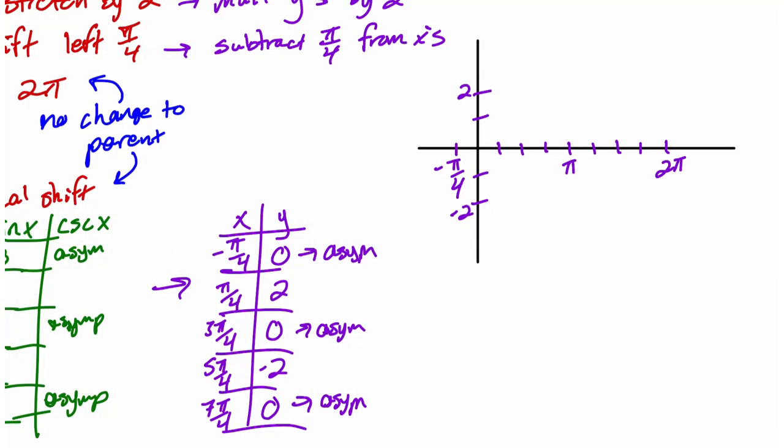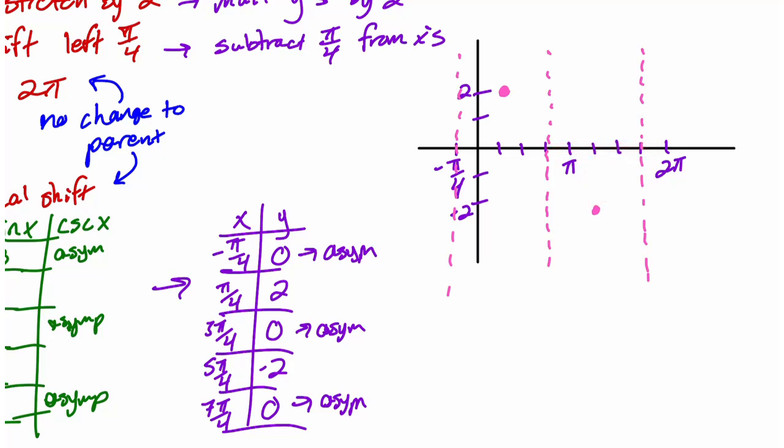So at negative pi over 4, we're going to have an asymptote. So asymptote here. We're going to have another asymptote at 3 pi over 4, so that's going to be here. And an asymptote at 7 pi over 4, so that's going to be there. And then we're going to have a point at pi over 4, 2, and at 5 pi over 4, comma, negative 2. So you'll notice that halfway between these asymptotes is where we're going to have our little maximum point here, and halfway between these asymptotes is where we're going to have our minimum here. And it's always going to work out that way.